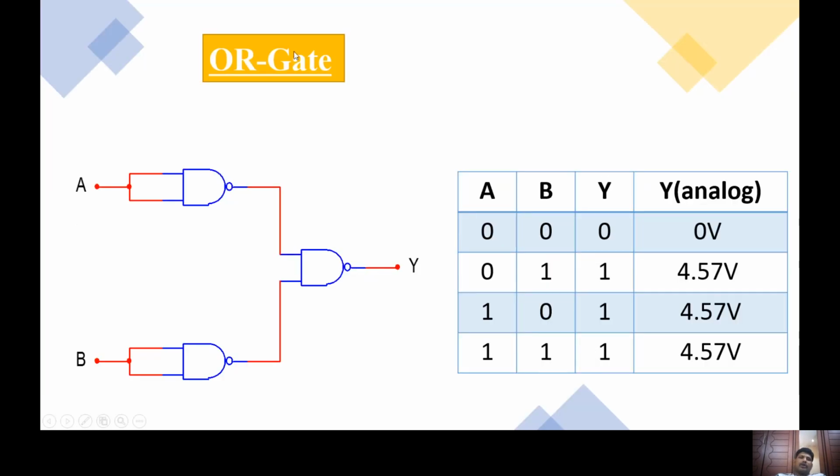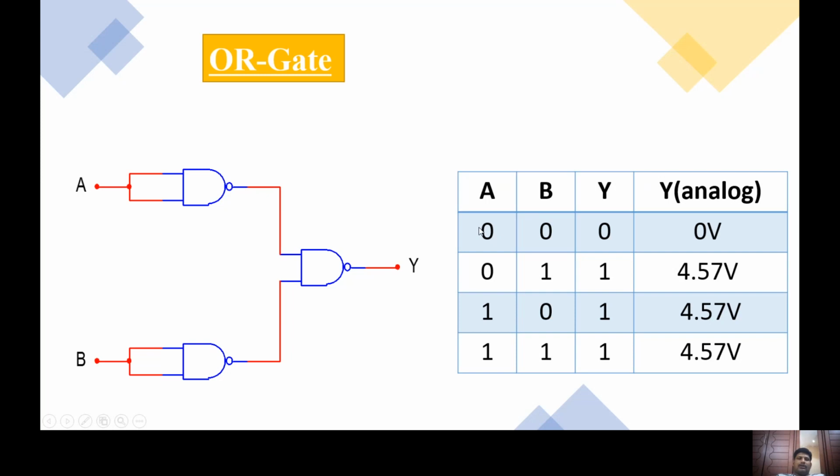So this is regarding realization of gates using NAND gate. In order to realize OR gate, how many NAND gates are required? Three NAND gates are required. So this is the truth table of the OR gate: 0 0 0, 0 1 1, 1 0 1.